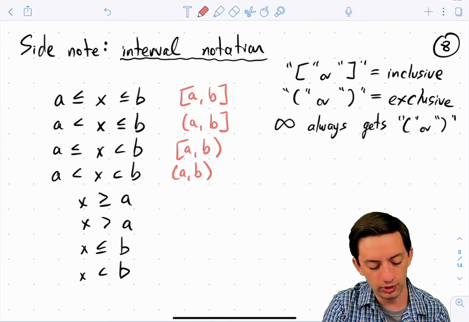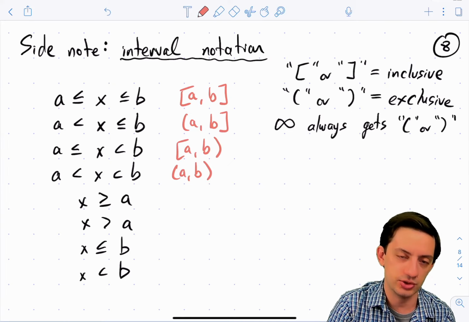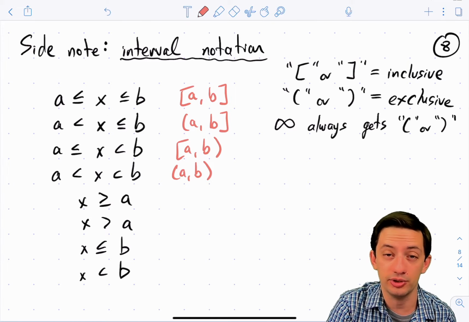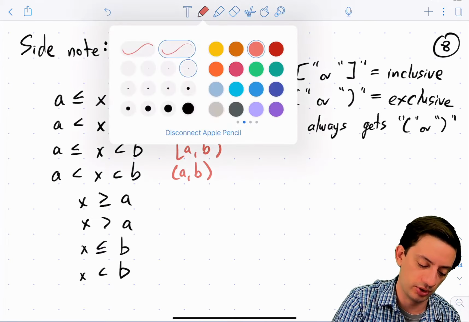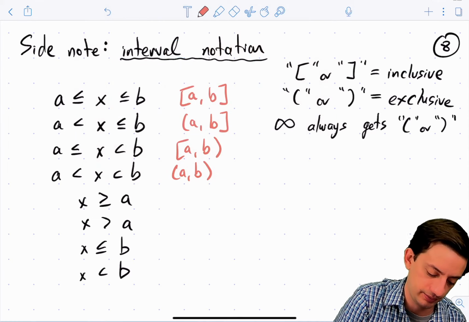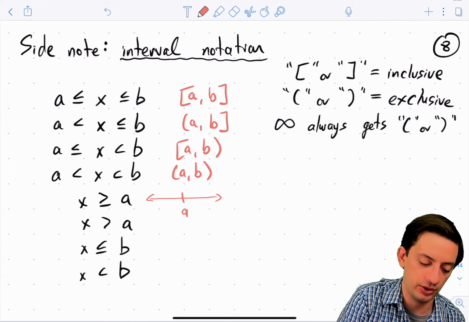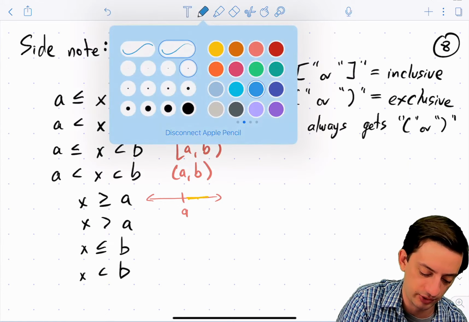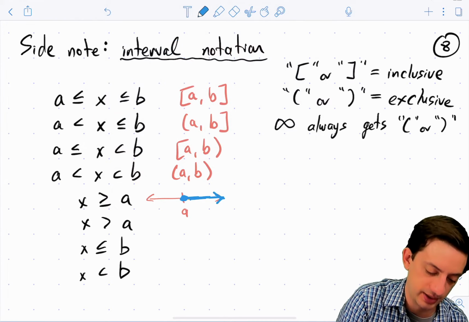Now these last four examples only have one endpoint. So for example, x is greater than or equal to a. If you think about it on a number line, that means a is included, some point a, and everything to the right. So maybe let's draw a little number line here to help us visualize that. That means somewhere we have a, and the valid values are everything to the right. Well, that's hard to see. Let me pick a different color. Everything to the right of a, including a itself.